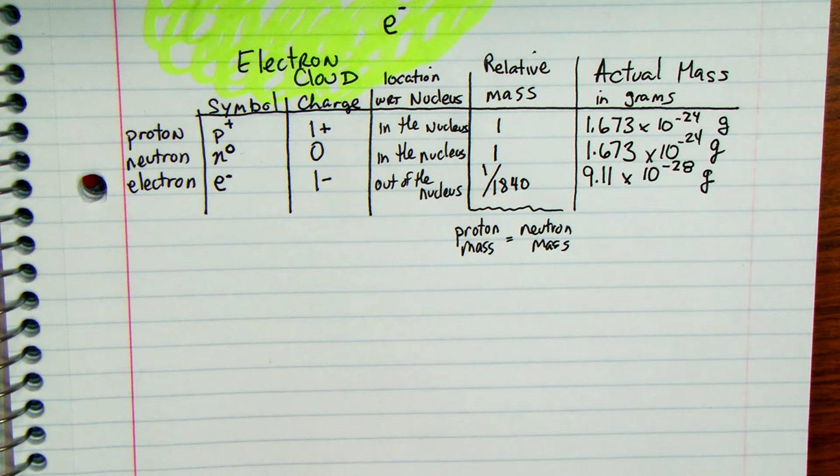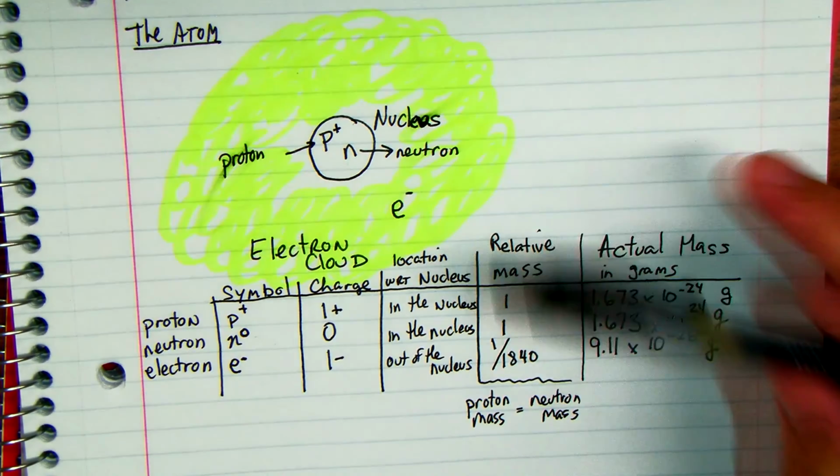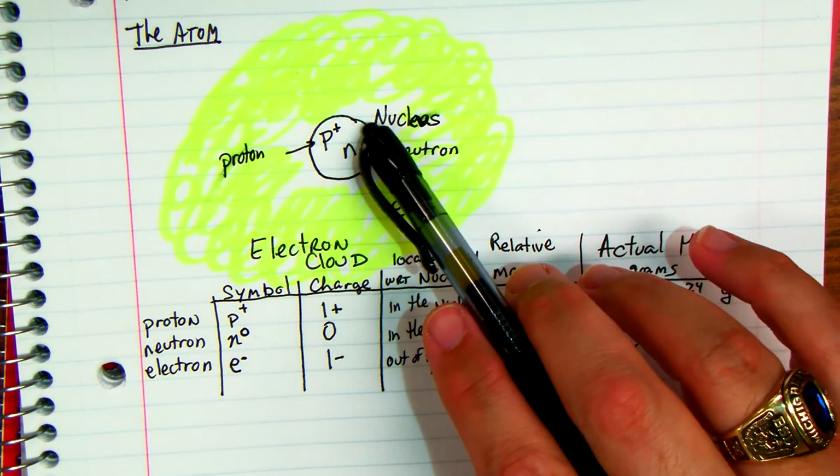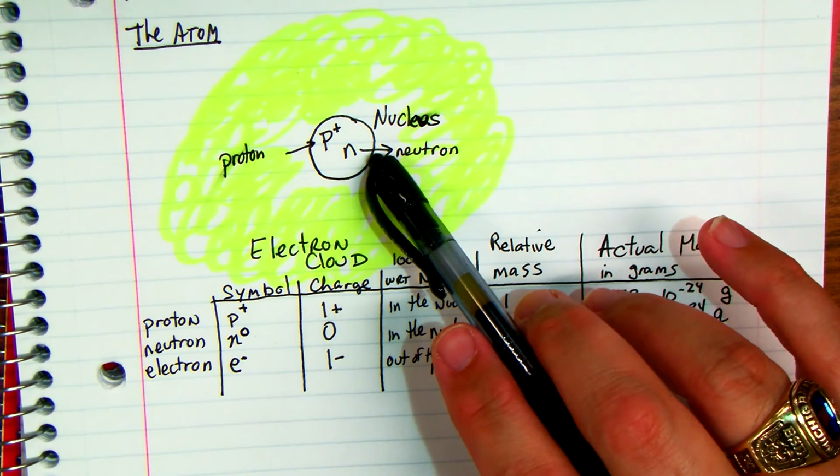So that's pretty much the structure of the atom. And what you need to know for this part of it is, the atom is made up of a nucleus. Protons and neutrons live in the nucleus. Outside in the electron cloud, the electrons are going to be moving around.